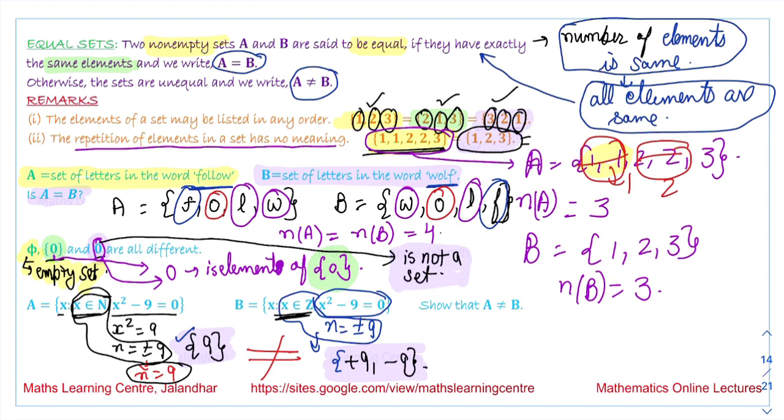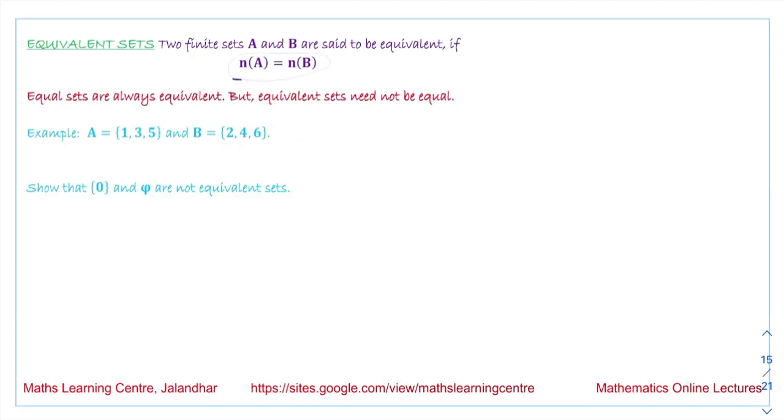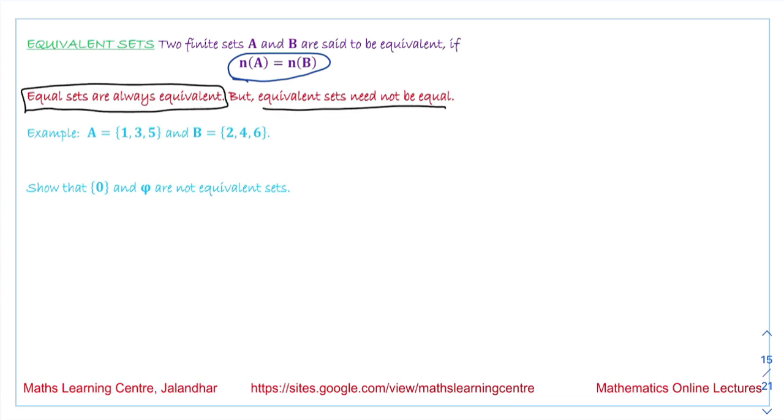Next we have equivalent sets. Two finite sets A and B are said to be equivalent if the number of elements in A and the number of elements in B are equal. It is important to note over here that equal sets are always equivalent, but equivalent sets need not be equal. So we are talking about an example over here.